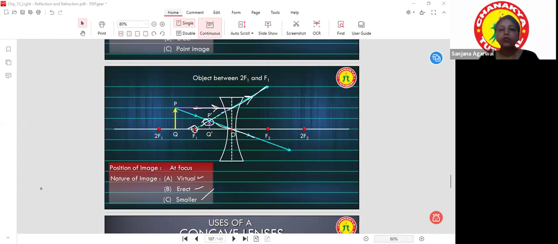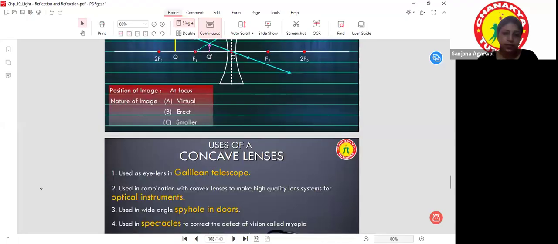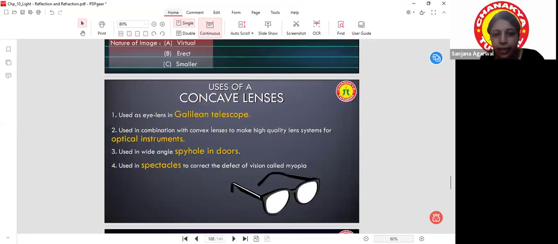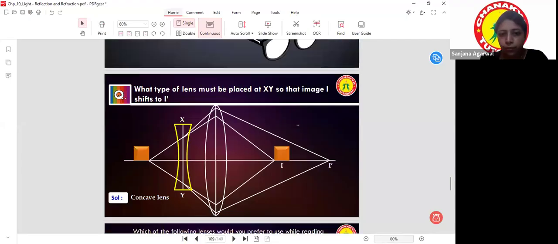Where are concave lenses used? Because they only give us virtual, erect and smaller images, they are used in Galilean telescopes, in high quality lens systems for optical instruments, and in spy holes in doors, because they give smaller size images and a wider view. They are also used in spectacles to correct a defect of vision called myopia, where people can see near objects clearly but fail to see far objects.